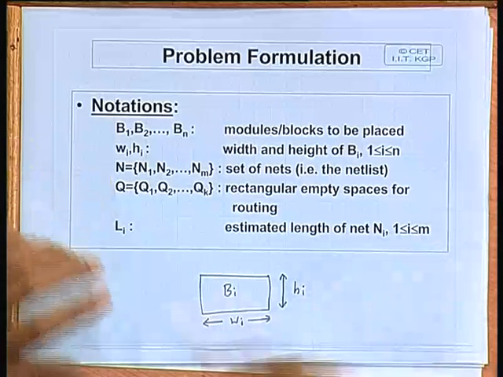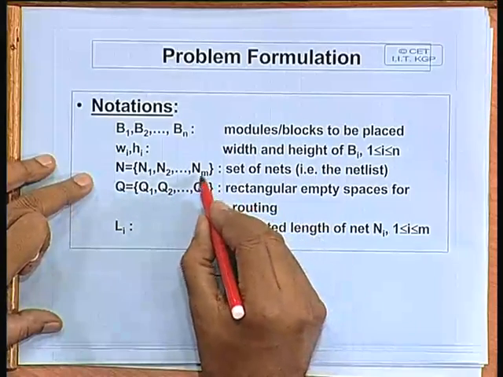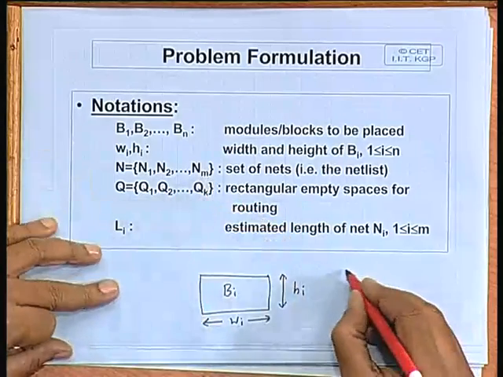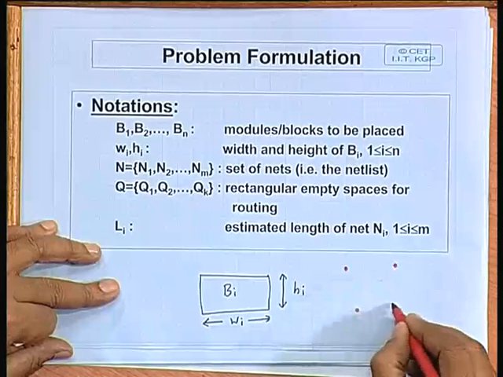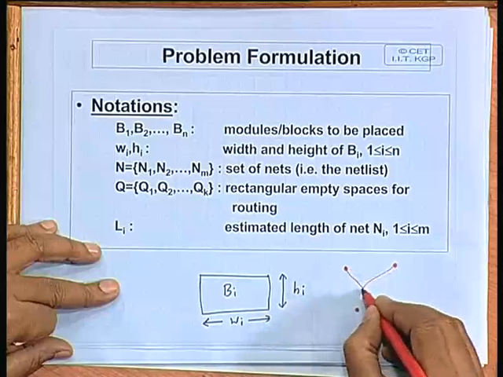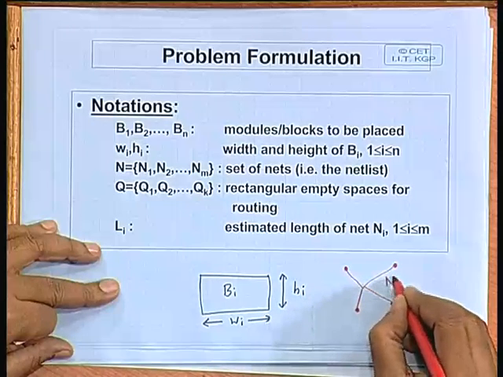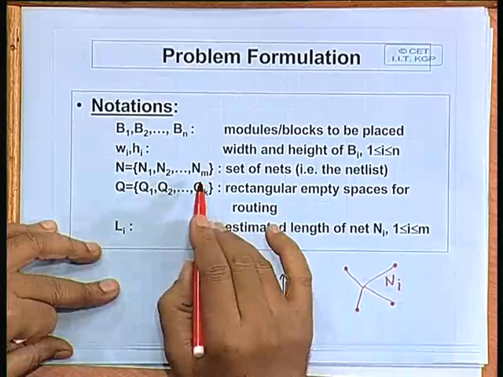N1 to Nm, I am assuming there are m such nets. Each net means a set of pins. This will constitute a net. For example, the problem of connecting these 4 pins will constitute my net number i. There are m such nets.